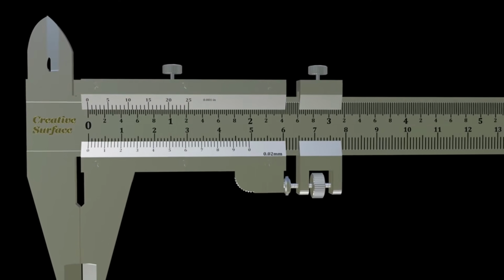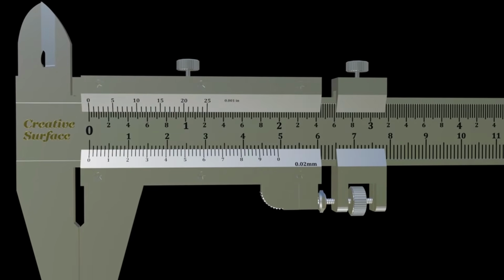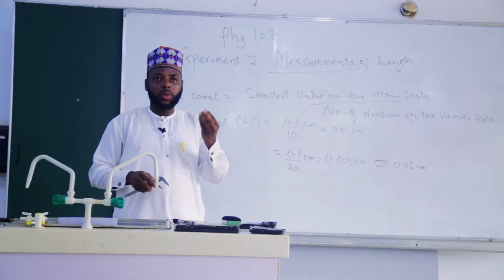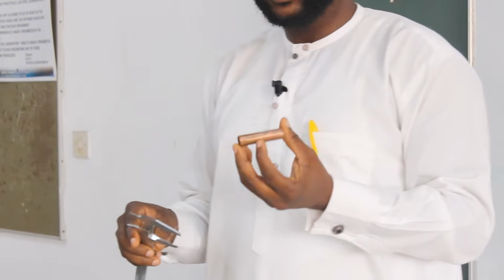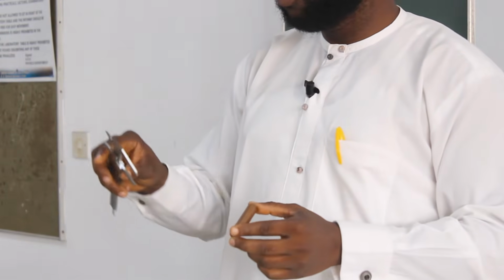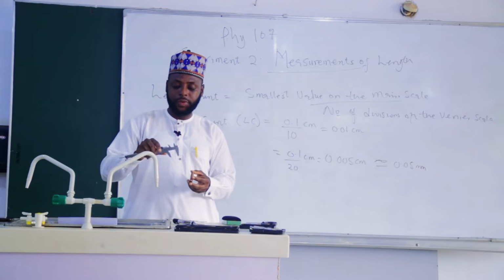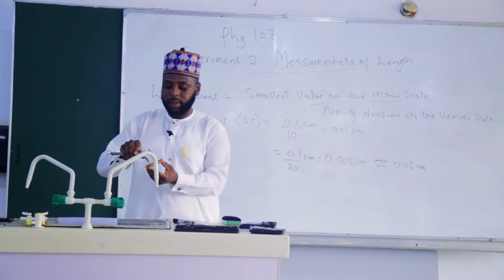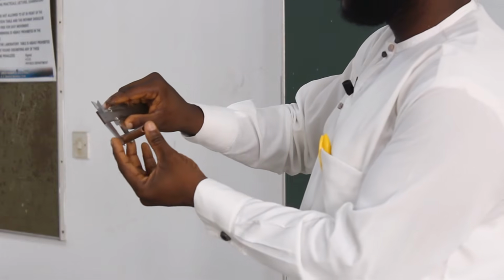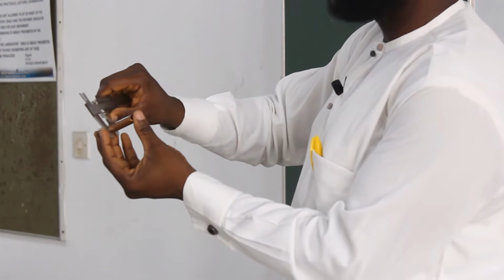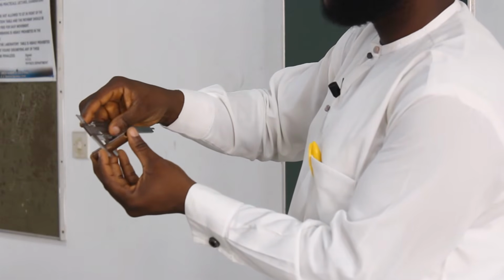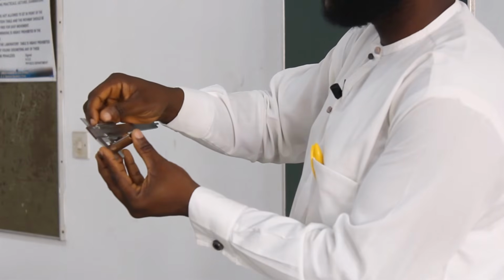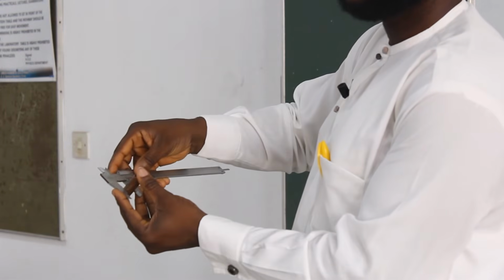So we can then proceed by measuring the outer diameter of this cylinder. So this is a cylinder, and if I want to measure the outer diameter of the cylinder, I'm going to use the bottom section of the instrument like this by closing the fixed and movable jaw together. Then I have a screw knob here to ensure that my object to measure is held in place.